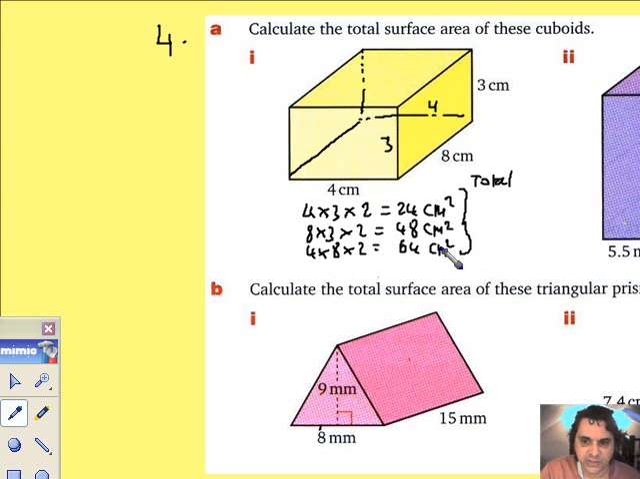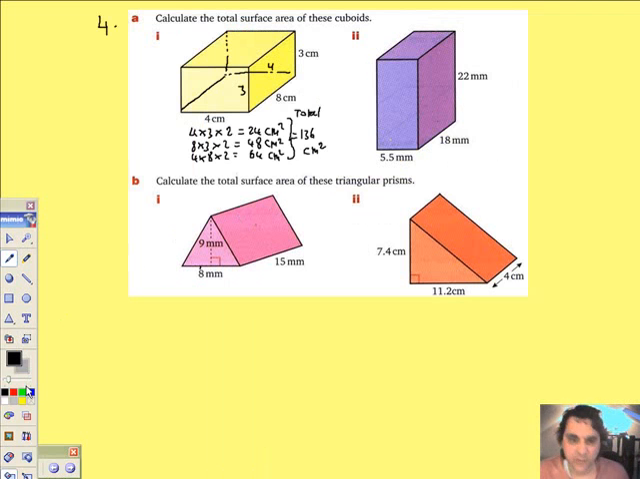So the total surface area is going to be 24 plus 48 plus 64. Obviously don't set it out as sloppily as that. 136 centimetres squared surface area. Let's just do this one quickly, we'll move on.